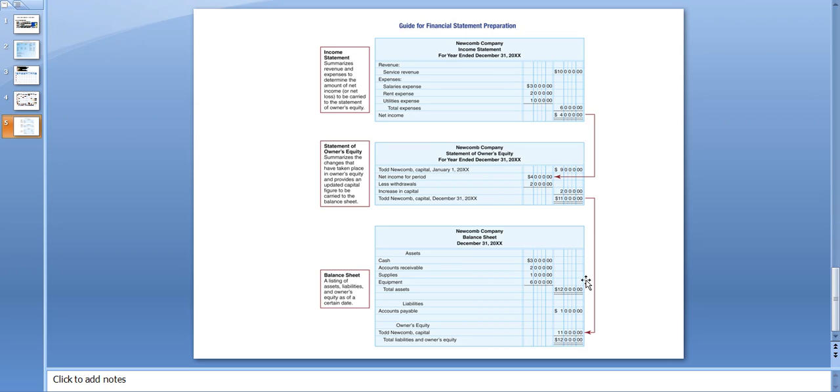Now our balance sheet is best thought of as a snapshot, a photograph of where a company is at a certain point in time. With this particular company, we're looking at December 31st. What did this company own? What did it owe other people? What was the remaining equity for the owners?